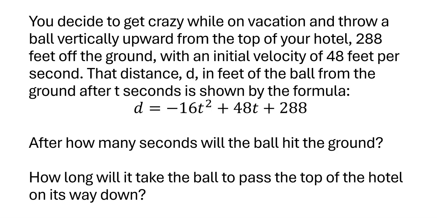That distance, noted by D, in feet of the ball from the ground after t seconds is shown by the formula D equals negative 16t squared plus 48t plus 288. Now in that formula, the 288 is how many feet off the ground you started. The 48 in front of the t is your initial velocity. And the negative 16 represents the pull of gravity. So that's where the formula comes from.